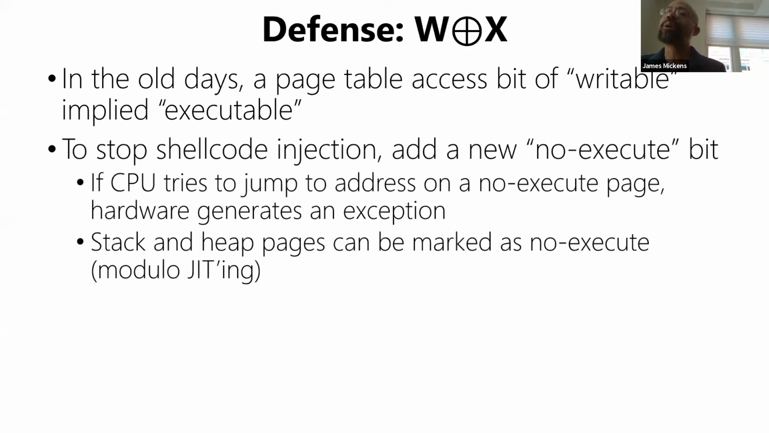So if we want to stop the type of shellcode injection that I just showed you in the last couple slides, then what you can do is add a new type of page protection called basically a no execute bit. The idea here is that if the CPU tries to jump to an address that resides on a no execute page, then the hardware generates an exception. Then the OS takes over and the OS can kill the program. So what you want to do is mark your stack and heap pages as no execute. Now there's sort of this caveat, because there are some types of programs that legitimately need to generate new code on the fly.